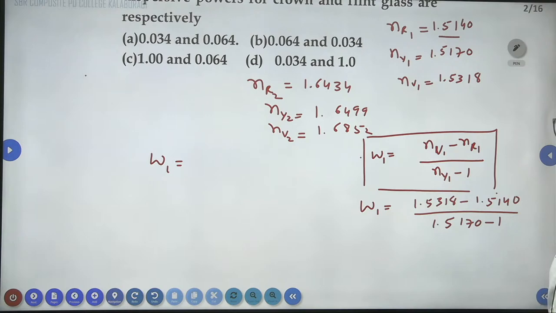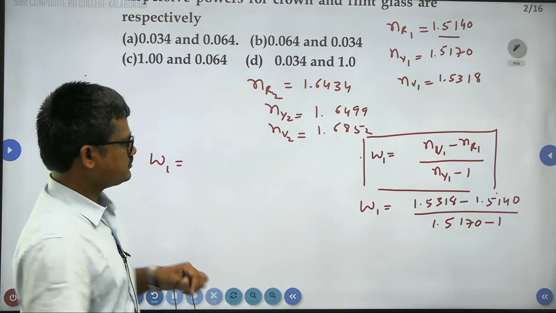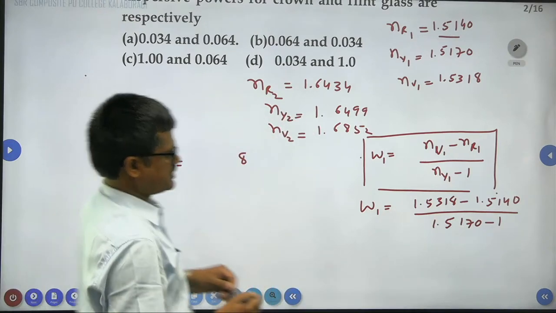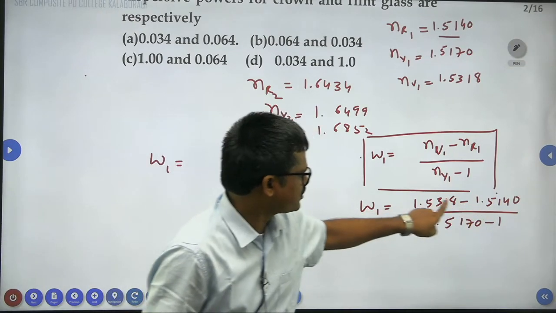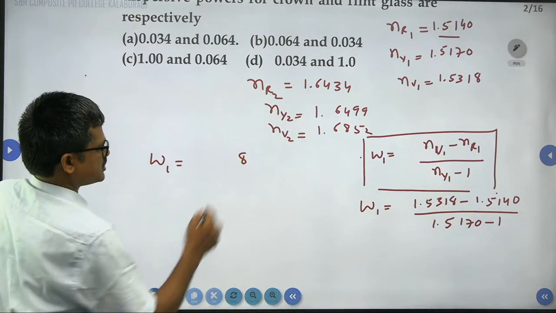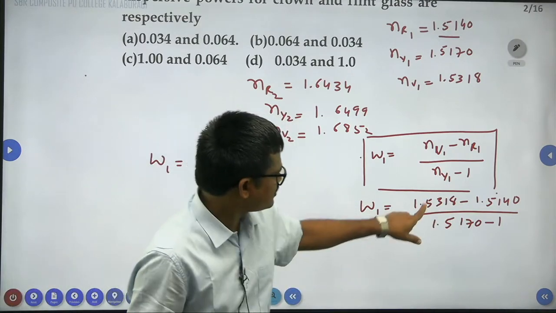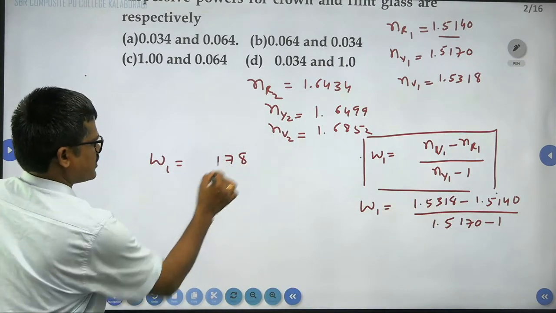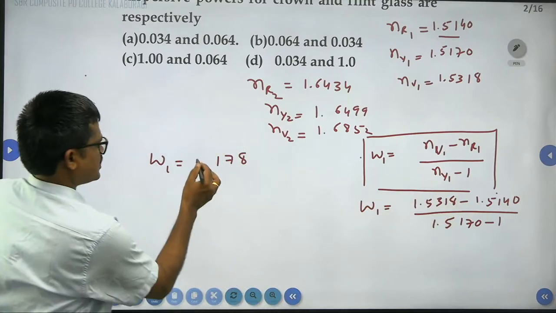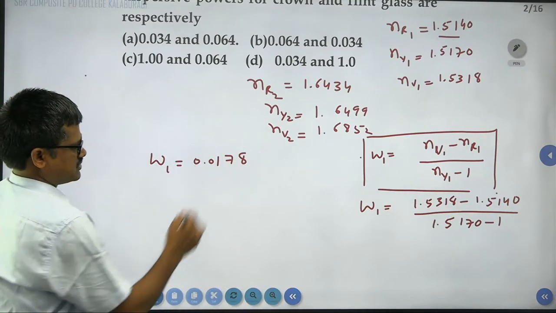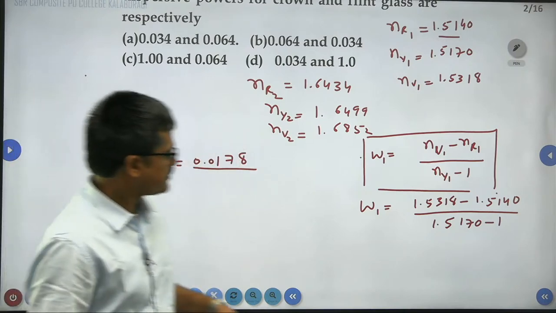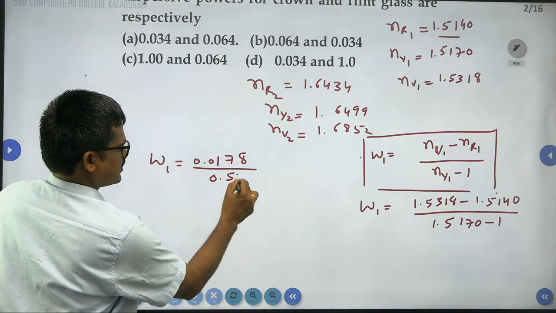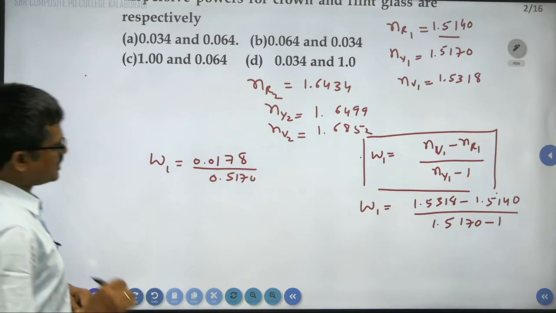Now see here. 8 minus 0 is 8. Now 1 minus 4 you cannot, so take from here, 11 minus 4 will be 7. Now you have taken 1, so here it will be 2, and 2 minus 1 will be 1. Then 5 minus 5 is 0. So in the numerator you get 0.0178. In the denominator you will get 0.5170.